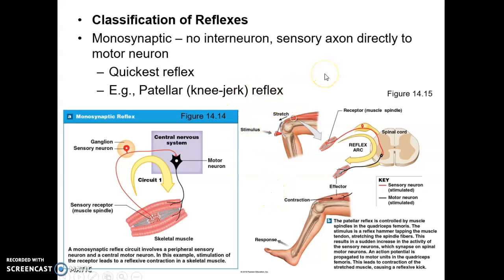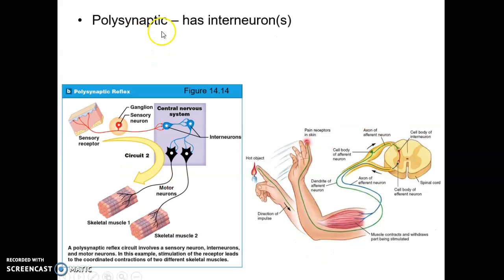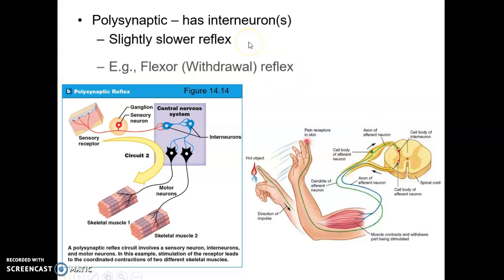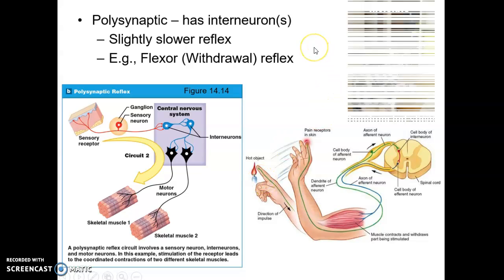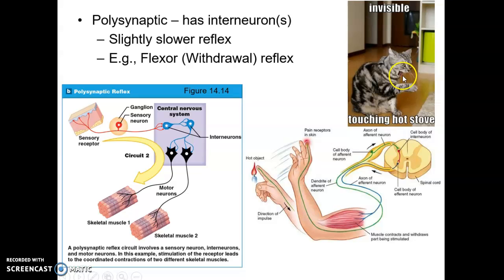It's a monosynaptic reflex. Now, polysynaptic, meaning more than one synapse, has the interneurons, and that's the first kind we looked at. So slightly slower because of the additional neuron in there, but still pretty darn fast. This flexor, or withdrawal reflex, like to a pain stimulus, is an example of a polysynaptic reflex, like our kitty cat over here. And that's the figure from your textbook. Okay? Just showing you 2 motor neurons innervating a particular muscle, or maybe more than one muscle.